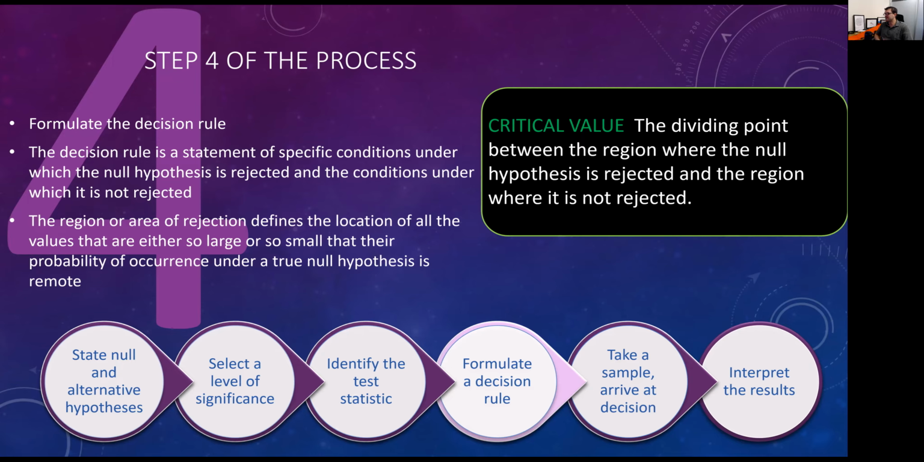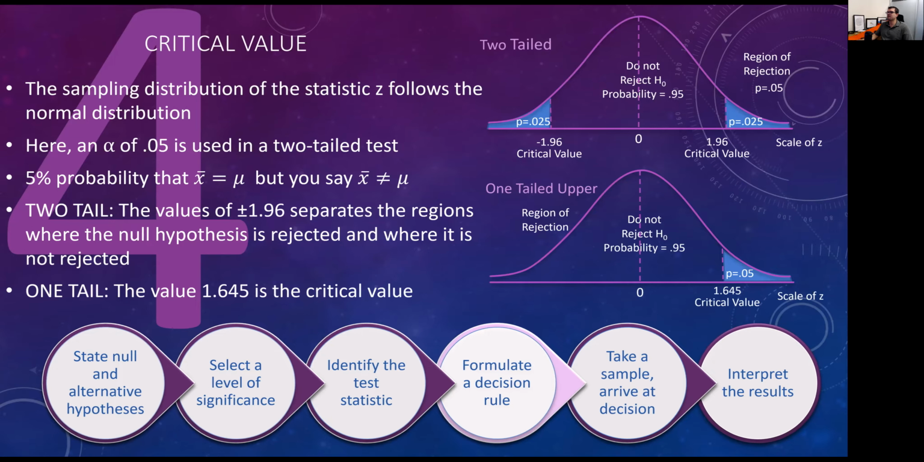Before you ever take a sample, you make a decision and you say, if it's above this, or if it's beyond this, we're going to reject. If it's not beyond this, then we're not going to reject. Okay, and so it's a dividing point. So we have the ability to have either a two-tail test or a one-tail test. And we have a one-tail test.